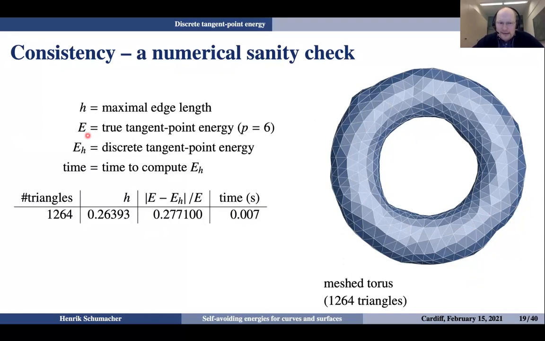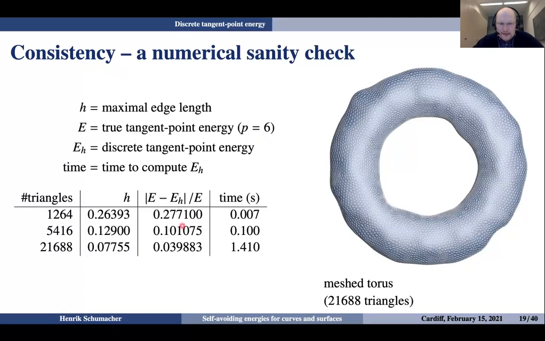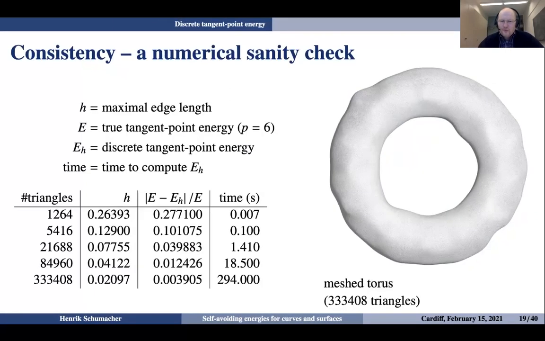In this table, E is the true tangent point energy for a certain parameter P, and in this column I show the relative error between the true tangent point energy and E_h, the discrete one. I increase the resolution by splitting triangles further and further. What you see is that this error goes slowly down to, hopefully, 0 in the end. But you also see that the time you need to just compute the energy scales quadratically with the number of triangles, which is really bad. If you want a rather accurate result, you have to spend quite a lot of time.